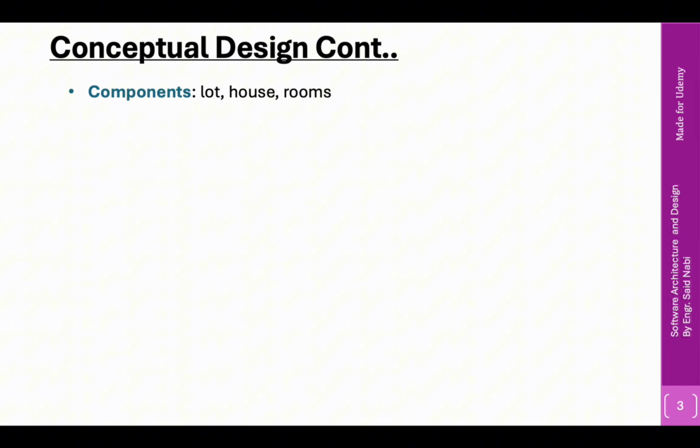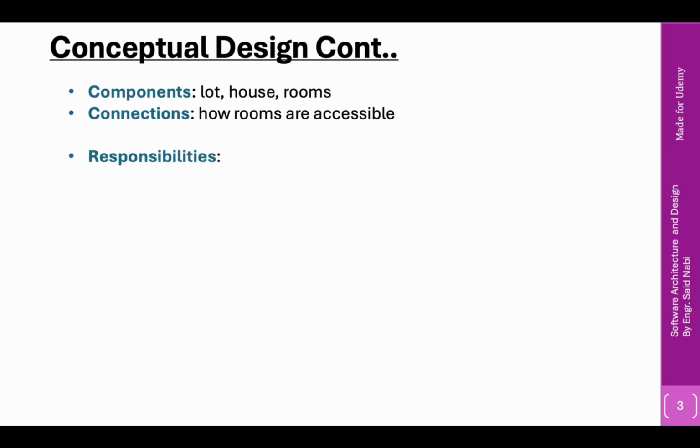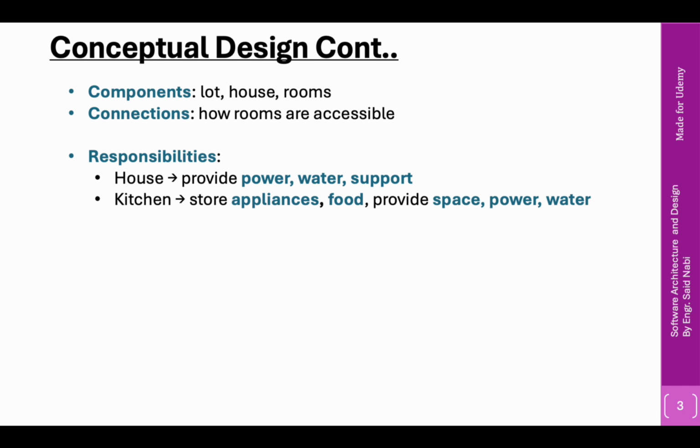We identify the main components like lot, house, rooms, and then the connection, how rooms are accessible, and then responsibilities for each of the components, like the house provides power, water, support, and the kitchen stores appliances, food, provides space, power, water.